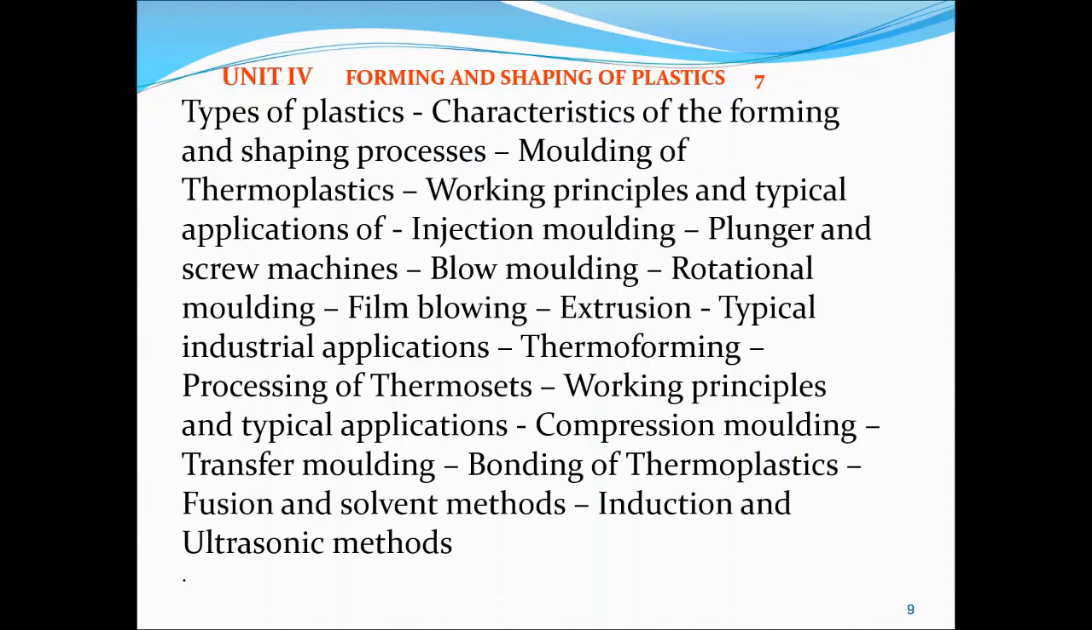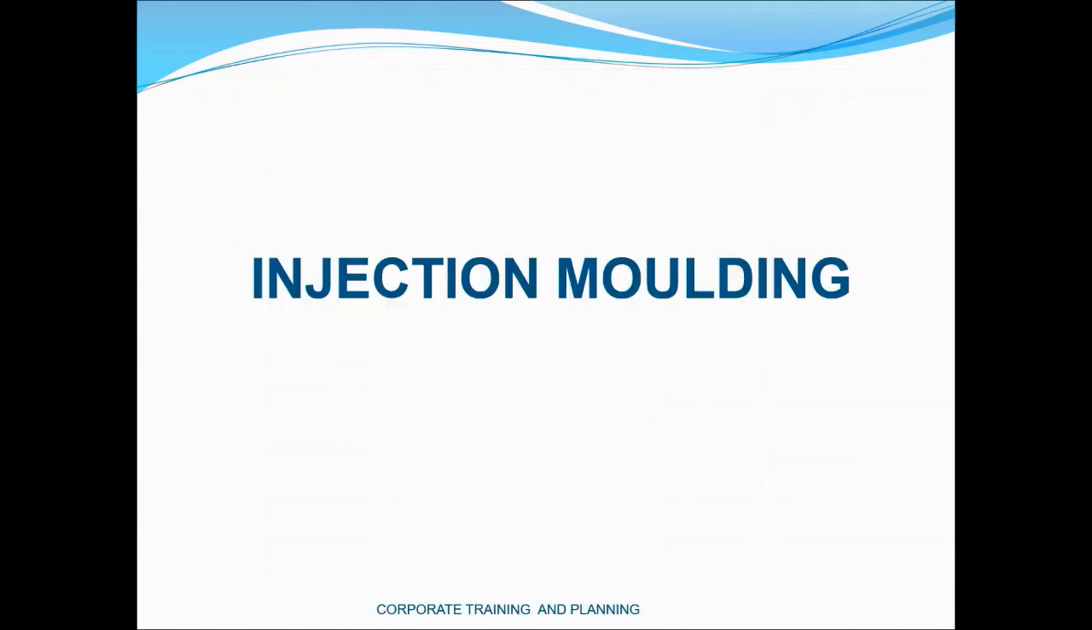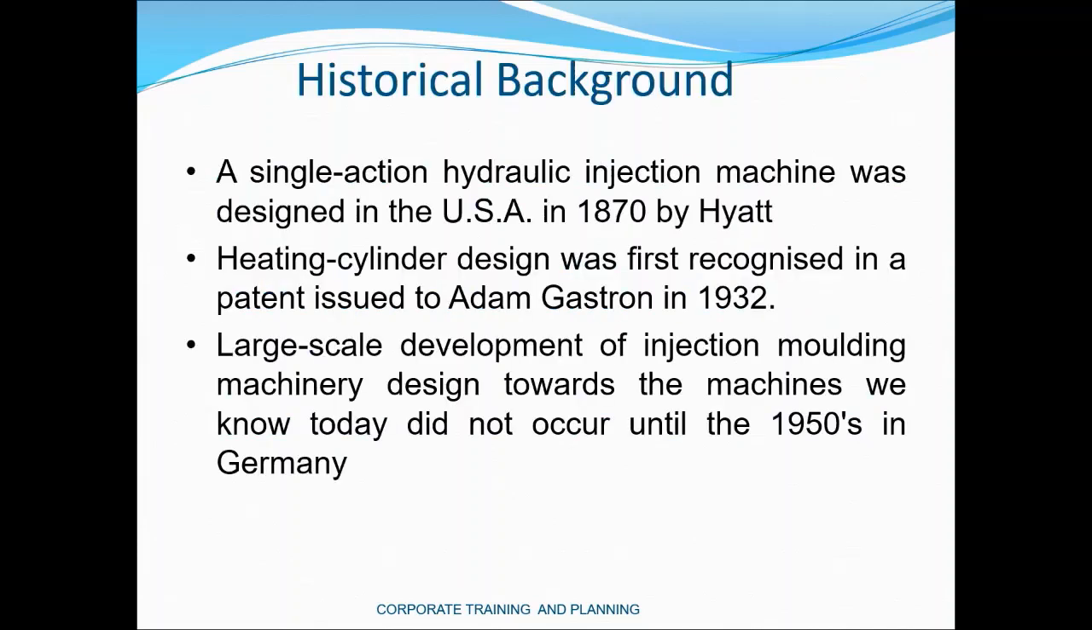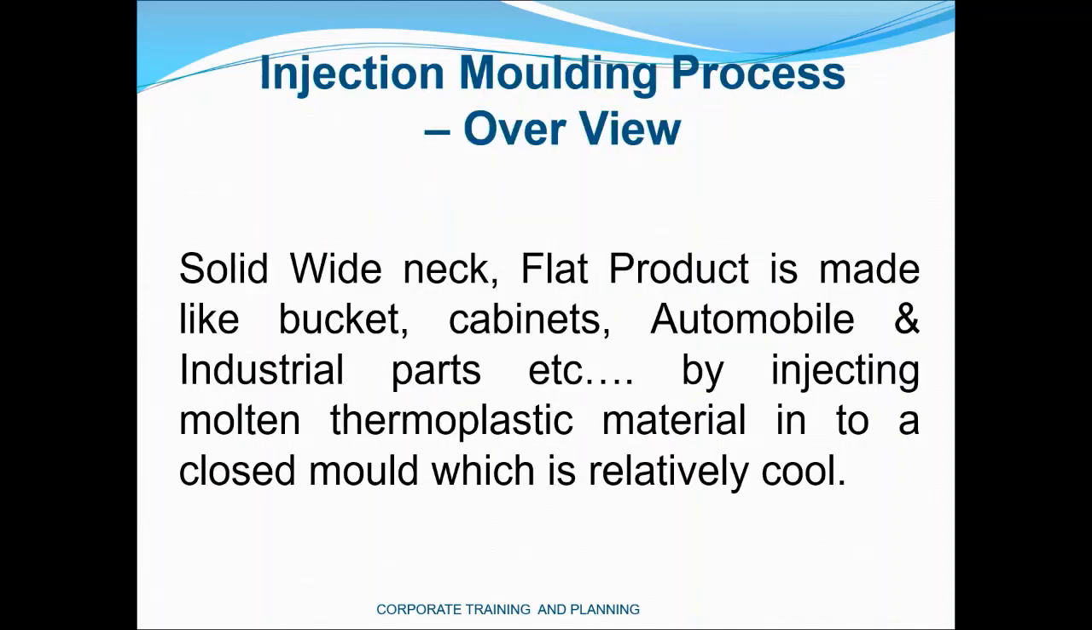So in today's class we are going to discuss the various operating methods of plastic manufacturing. The main one is injection molding. As the name implies, injection is just like the injection we take for our health. A single action hydraulic injection machine, in 1870 itself, was used to manufacture solid, void-free flat products like buckets, cabinets, automobile and industrial parts, etc.